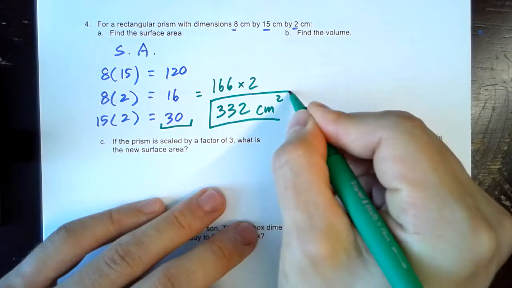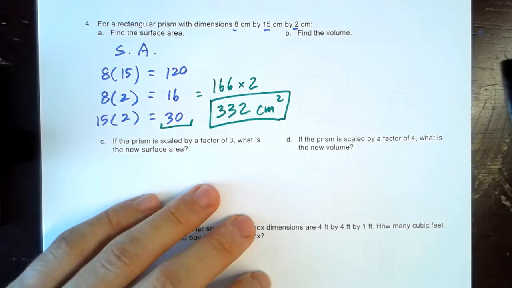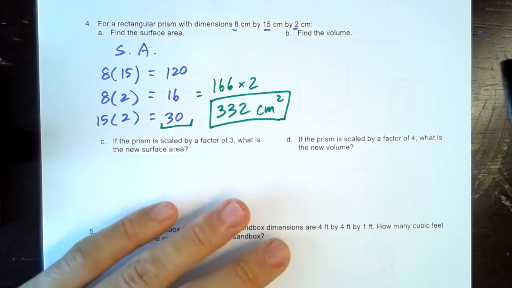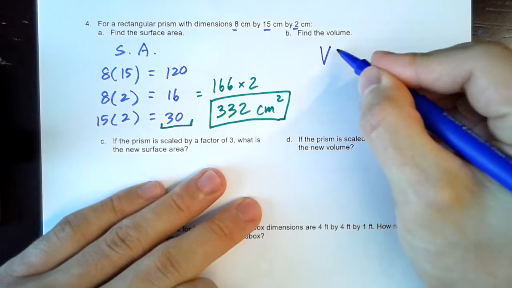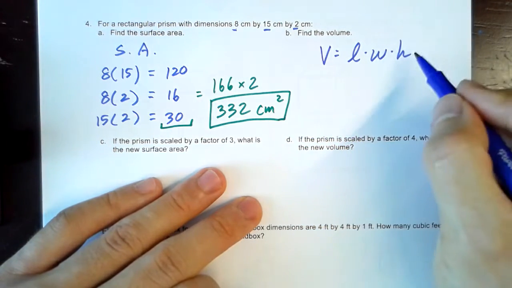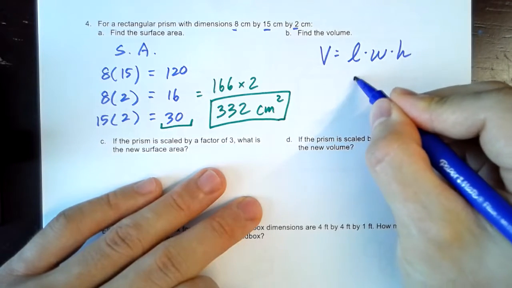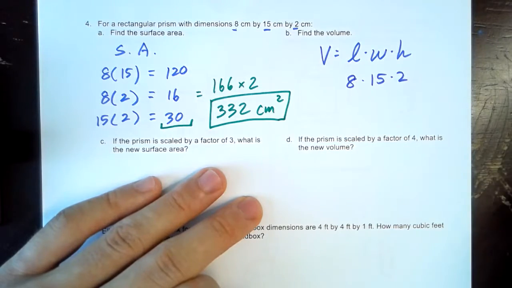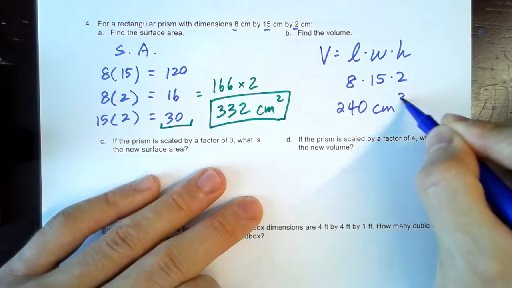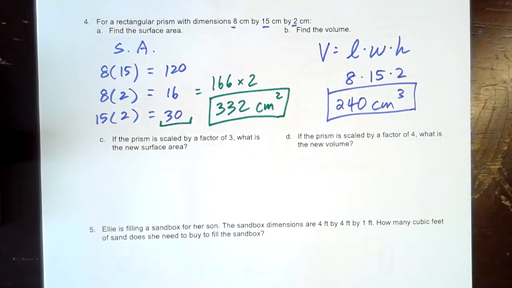Now again, I'm using a lot of mental math. You should definitely use a calculator if you're not comfortable with 166 times 2. And that's the surface area. It's really, really that simple. The volume is even easier. Remember, the volume is literally just length times width times height. Sometimes we'll call it depth. This is the third dimension. In this case, you just do 8 times 15 times 2. That's going to give me 240 centimeters cubed. 15 times 2 is 30, and 8 times 30 is 240.